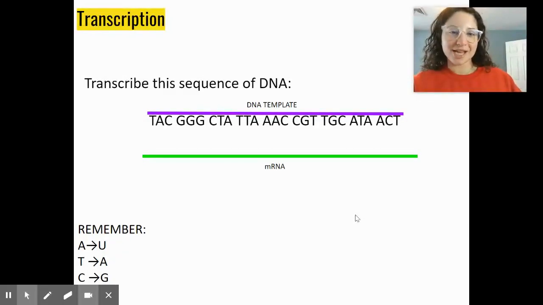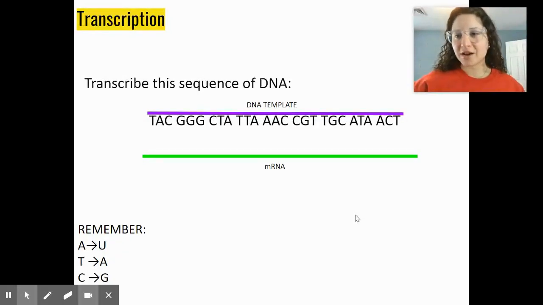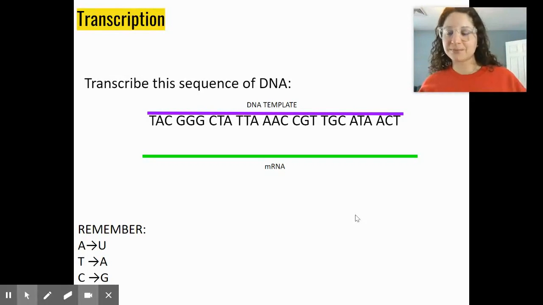We're going to do this one more time. So again, pause the video. I mean it. Pause the video. Do this on a piece of paper. See if you can successfully transcribe this strand of DNA. Do it. Pause the video.